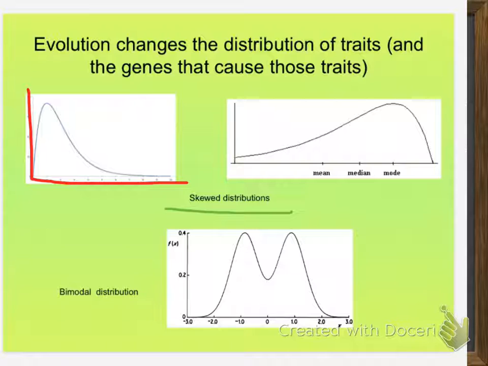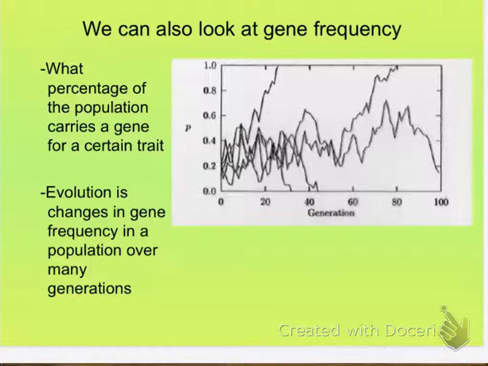So, when the environment causes pressure and it changes the distribution of some trait, that's when we're ripe for evolution to happen, when the distribution of a trait gets changed. Another way that we can talk about evolution and distribution of traits is we can look at gene frequency.